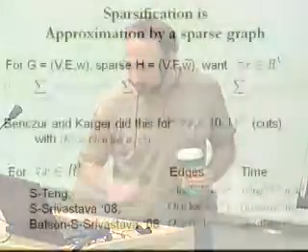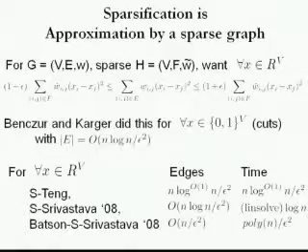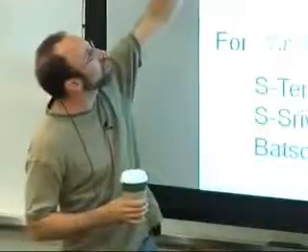Good question. OK, so here's what we want to do. One of our first goals was taking any graph and approximating it by a sparse graph. I put up here in the quadratic form sense what that looks like. And we want to be able to do this for any graph, not just the complete graph.